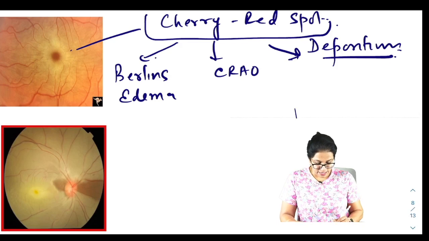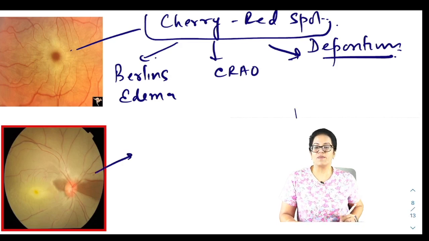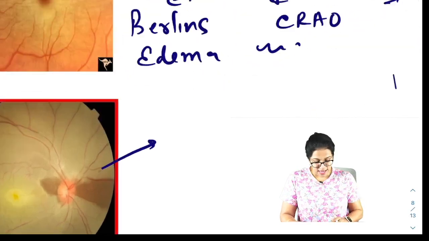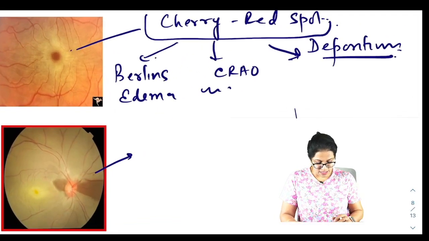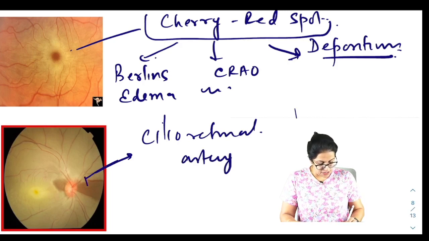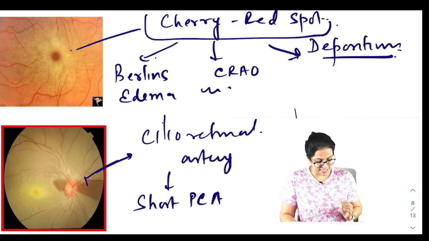Second question is, if your patient is not blind even after CRAO, then definitely there is a dual blood supply. What artery is this? This is your cilioretinal artery. It is a branch of the short posterior ciliary artery.